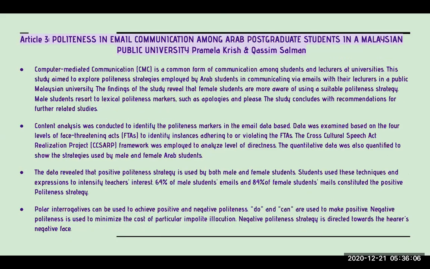Okay, so moving on to the next slide. Article 3 was politeness in email communication among Arab postgraduate students in a Malaysian public university by Pramila Krish and Qasim Salman. So this was computer-mediated communication, which is a common form of communication among students and lecturers at universities. So emails are very common to use in college, for your jobs, honestly, for almost anything. Emails are very easy to use. They're really useful. They're very practical.